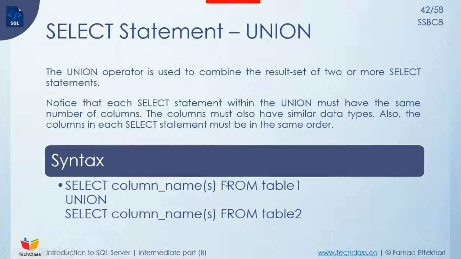So we have this table as table 1, and we have this table 2, and we are linking them together. But as I mentioned earlier, the column numbers must be the same, and the data type of each of these columns must be the same. So when you are unioning them together, they have to come alongside each other.